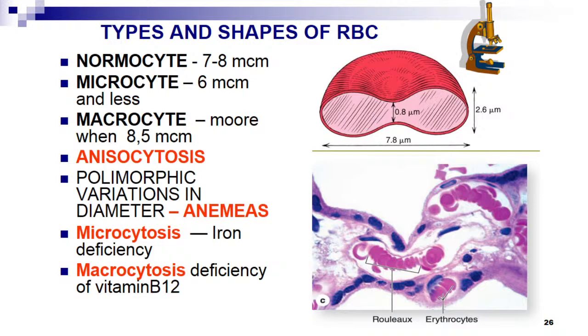If we're talking about an example that is visible, like microcytosis during iron deficiency, it is visible as microcytes. During the deficiency of vitamin B12, macrocytosis happens. So, how is it visible under the microscope?